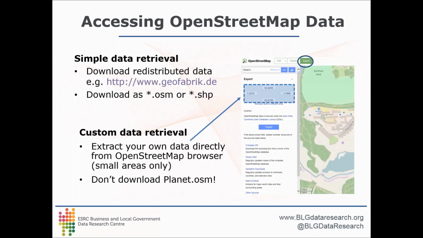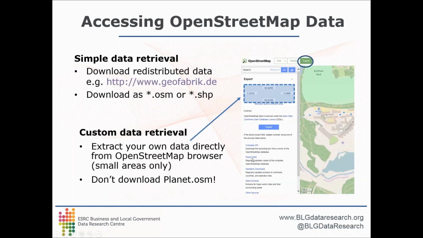You can, of course, download the data from OpenStreetMap itself. If you go on to the OpenStreetMap website, you can click on the export button and you can define the coordinates of the area you want. I would only do that for a relatively small area, and then you can export it.